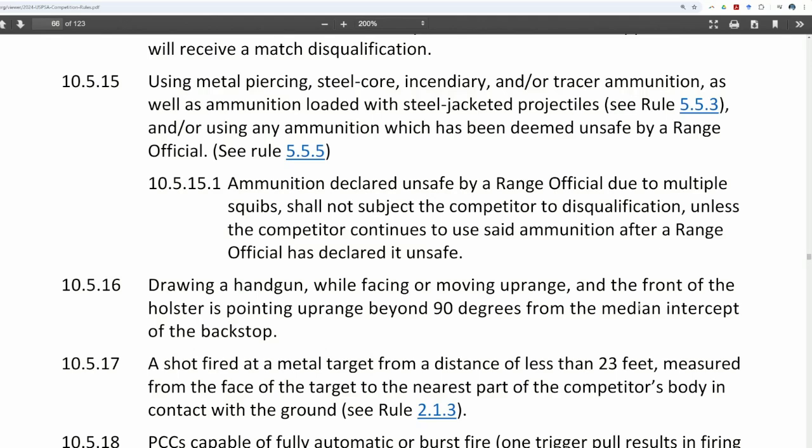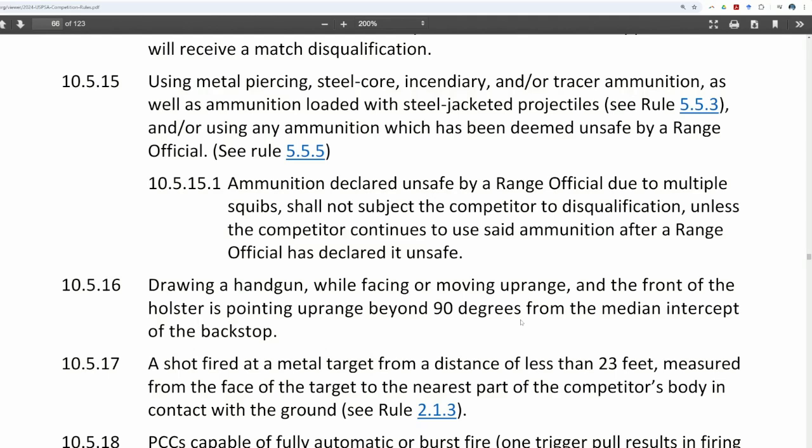And here's what I would recommend. Here's how I would rewrite 10.5.16 to keep it as originally intended, but updated in a way that makes sense and actually cares about it. Because here's the deal. Why do we care about where the holster is pointing when what we actually care about is where the barrel is pointing? Like, honest question. Why do we care about where the holster is pointing ever?